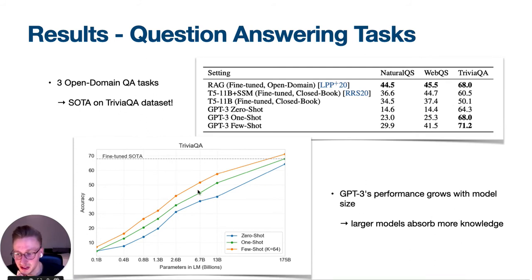Another thing is that the bottom graphic here shows that the zero-shot, the one-shot, and the few-shot approaches all grow in performance as the model size increases. And this basically shows that larger models can also absorb more knowledge.